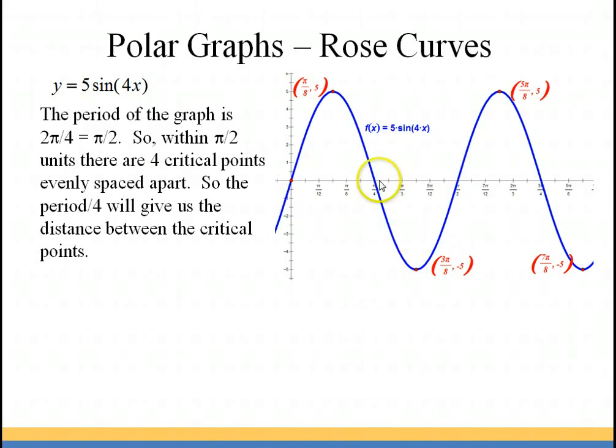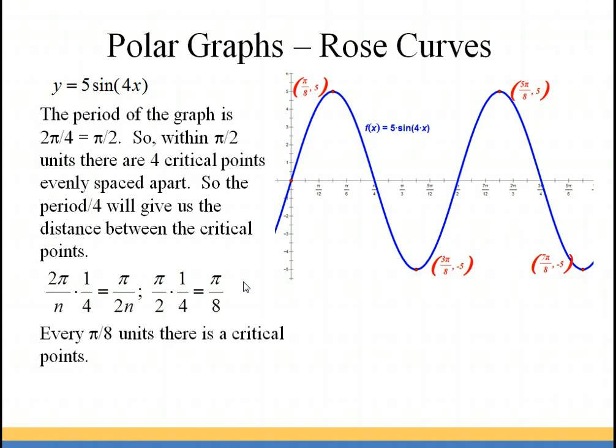And each one of those critical points, a high, a low, or a 0, is evenly spaced over pi over 2 units. So we're going to take our pi over 2 and divide it by 4, or multiply it by a fourth. And that's going to tell us how often we have one of those critical points. So if you take 2 pi over n, which we use to find our period, and multiply it by 1/4, you're going to get pi over 2n. So pi over 2, which was our period, times 1/4 gives us pi over 8. So every pi over 8 units, we're going to have a critical point, either a 0 or a high or a low.